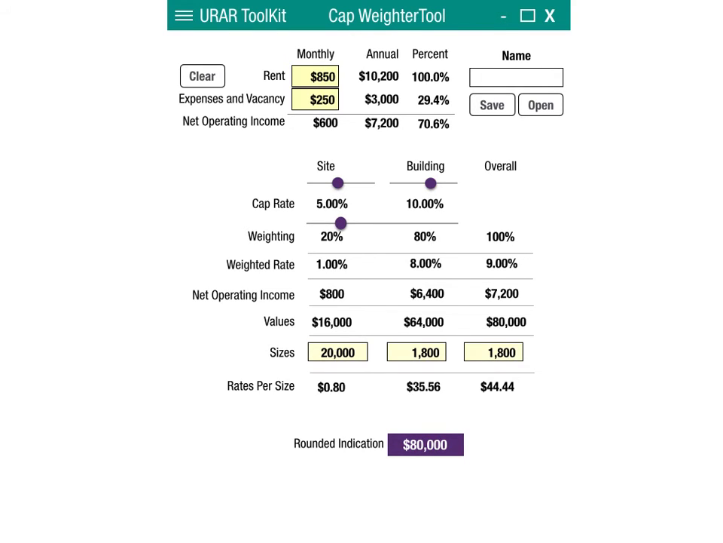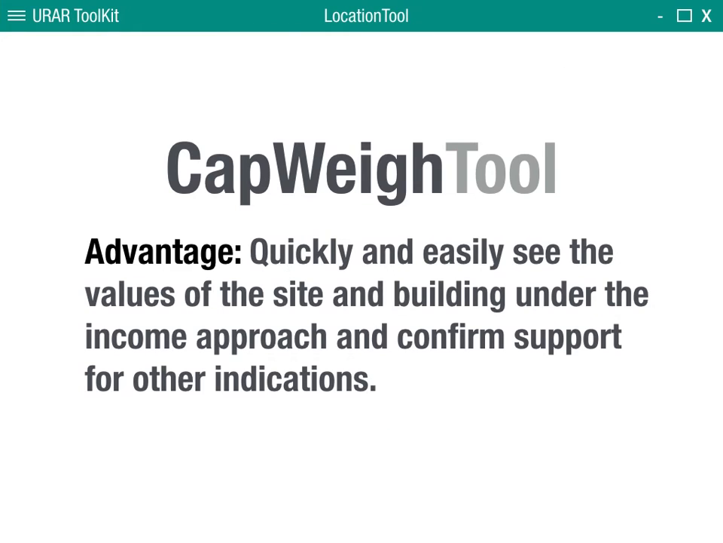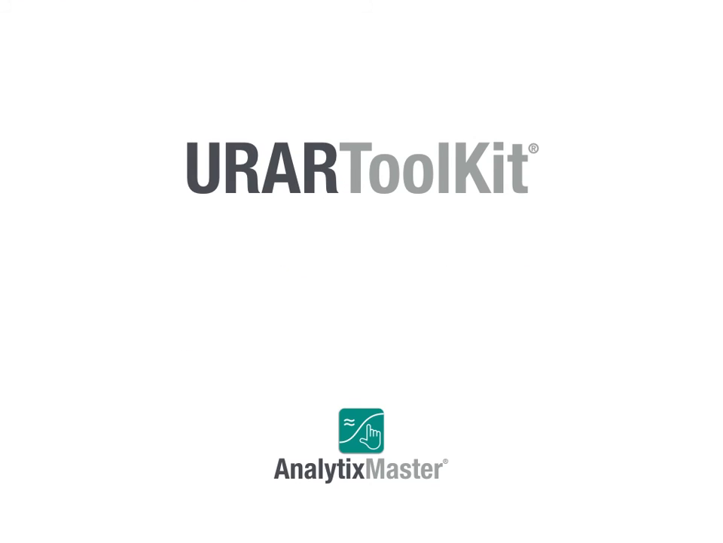Like the other tools, we can save this analysis to open it up later. The advantage of the CapWeight tool is that you can quickly and easily see the values of the site and the building under the income approach, and confirm support for your other indications that you've derived. Thank you very much for watching this video.